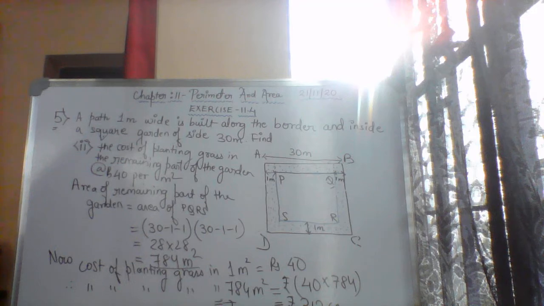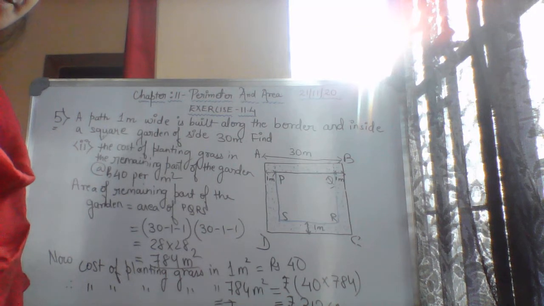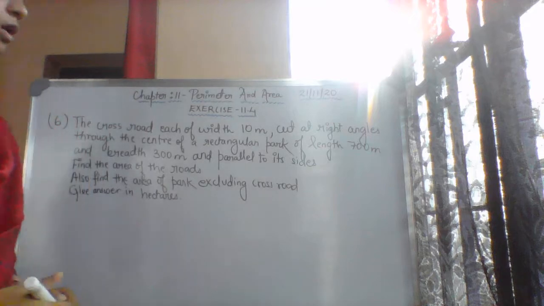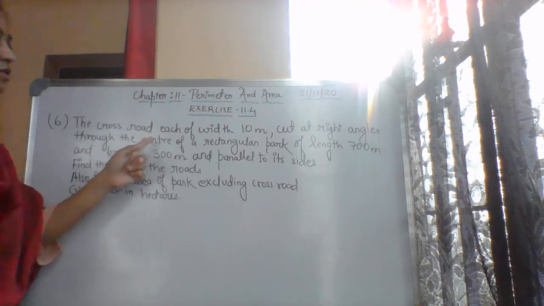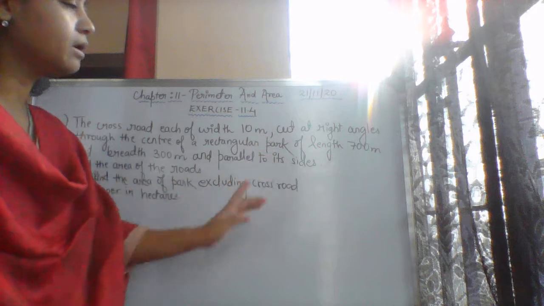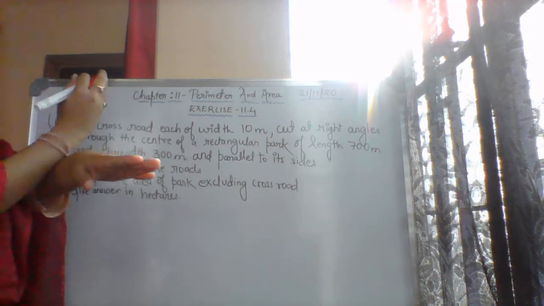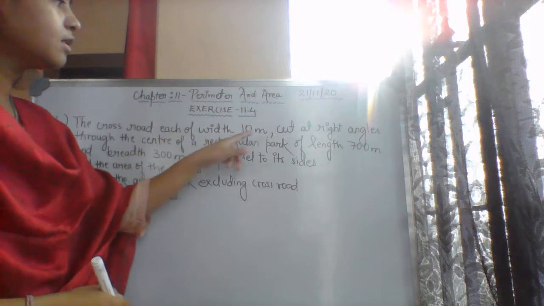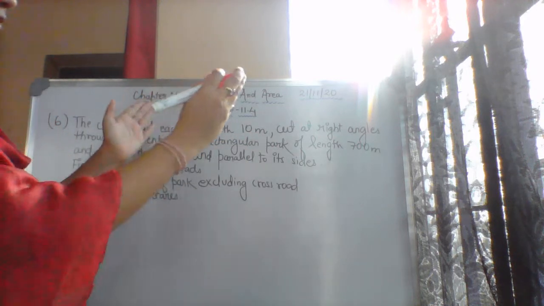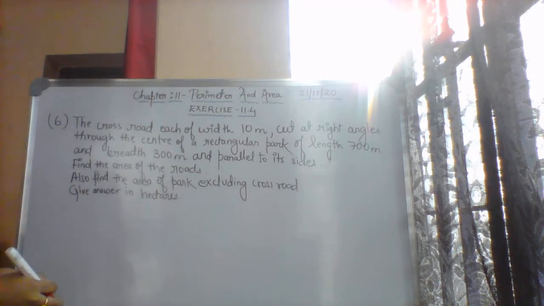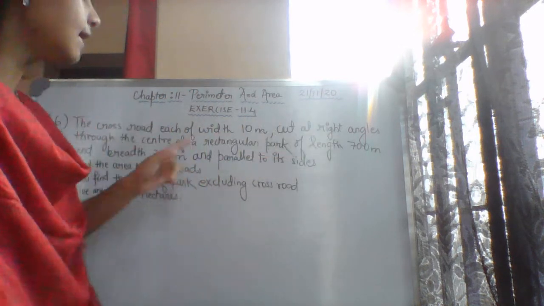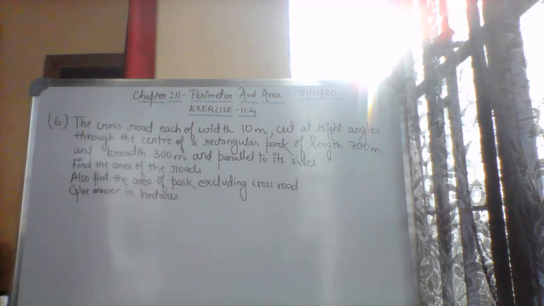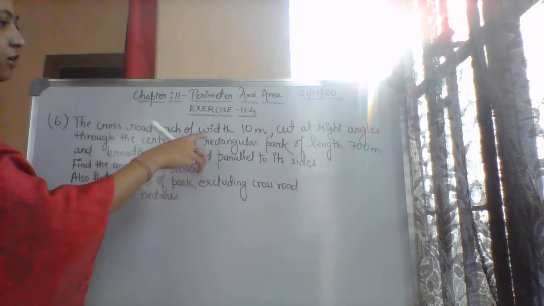Okay, so in this way we are going to solve many problems like this. Now moving on to the next question, question number 6. The crossroads, each of width 10 meter. It is in the shape of crossroads. What is the width, the broadness of that road? 10 meter. Cut at right angles. They are cutting at right angles through the center of the rectangular park.